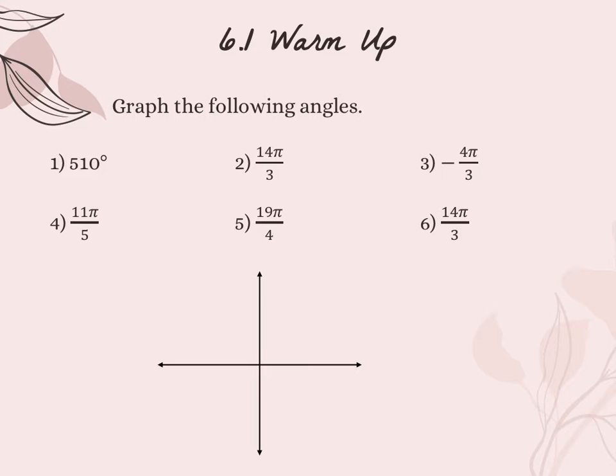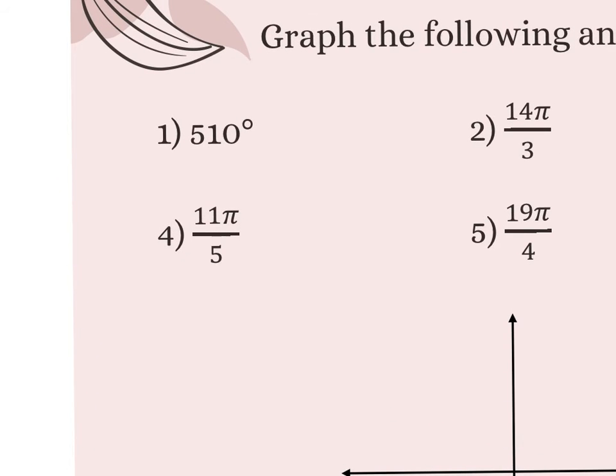So the first one actually is in degrees. Remember when we graphed these, when it was a positive angle, we went counterclockwise. So 510 is greater than 360. I'm going to subtract it to see how much past 360 I need to go. Once I subtract that, I get 150. So when I go to graph this angle, I'm going to go around one full circle and then 150 degrees more. And this is how you would graph that angle.